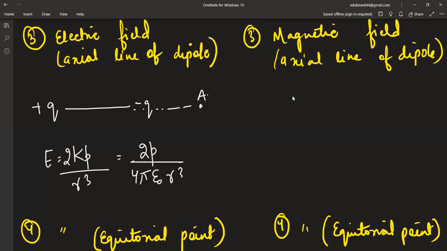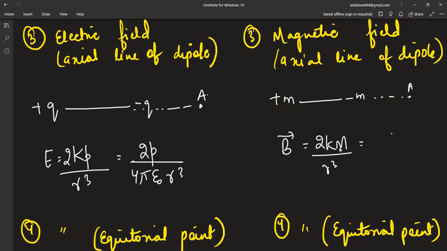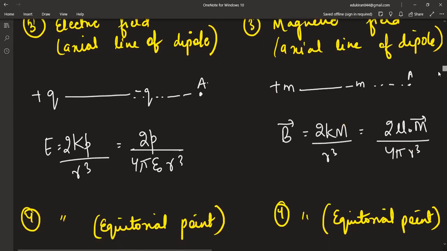So here when you construct the analog of it, at an axis, if you're finding the magnetic field, it will be 2KM by R cube. But what is your K here? K is mu naught by 4 pi. So this is mu naught by 4 pi, 2M by R cube. This is the formula for the magnetic field for the axial line.